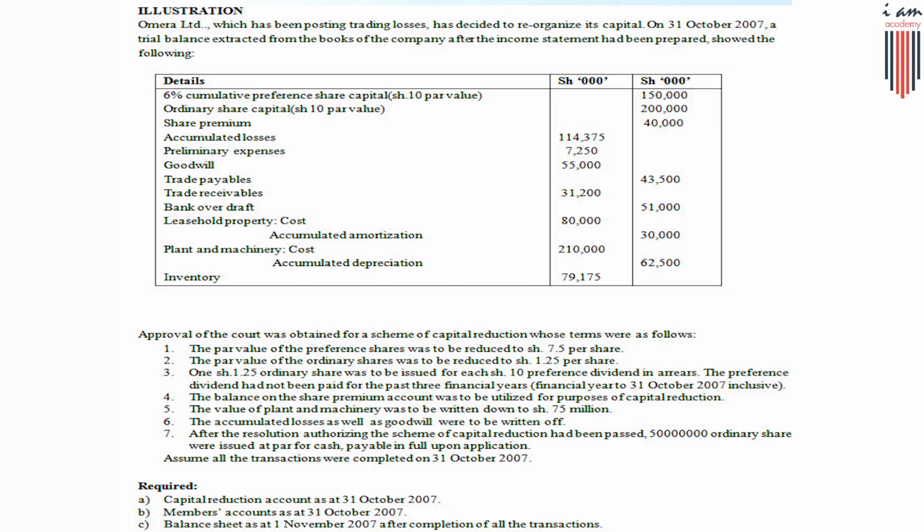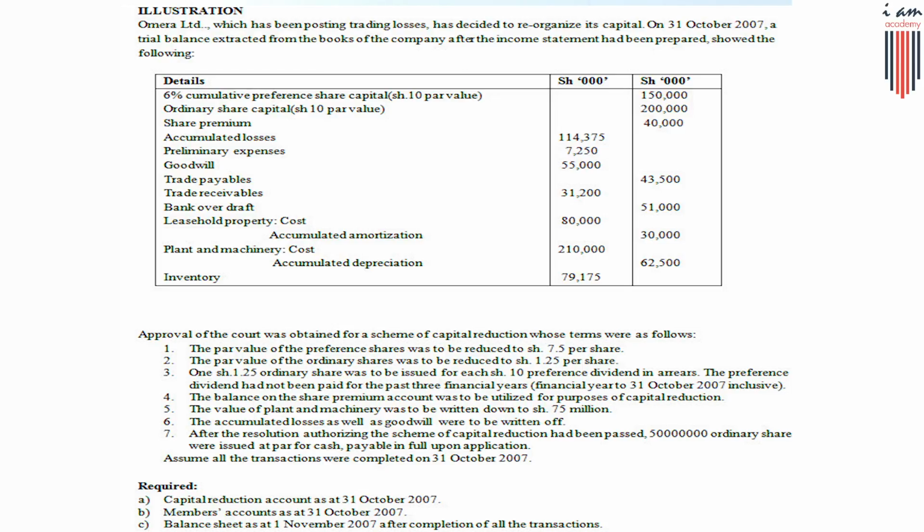Not only that, we are going to have number 2, where we have been told the par value of the ordinary shares was to be reduced to 1.25. If you reduce your ordinary capital from 10 shillings to 1.25, then it simply means that you must have reduced it by 8.75 shillings per share.